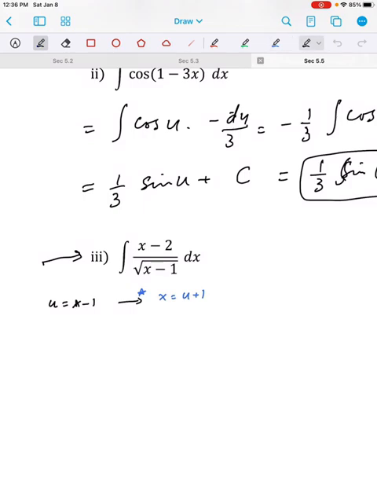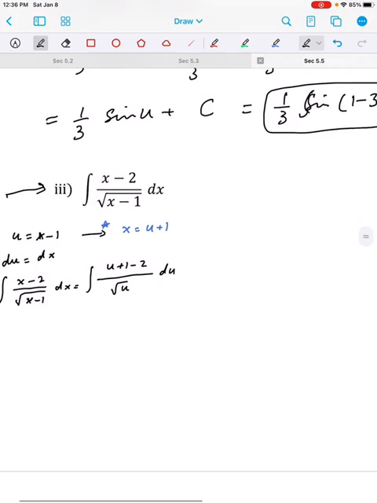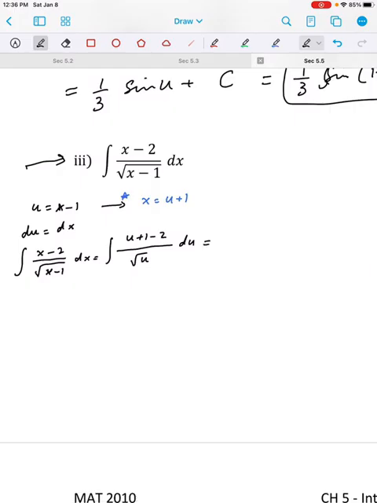So now going back, we have to find du. So du will be just dx. And so now our integral changes to, so we have x minus 2 over square root of x minus 1 dx, which is actually now, so x is u plus 1. So we get u plus 1 minus 2 in the numerator, whole divided by square root of u du. Which can be simplified to u minus 1 over square root of u du.